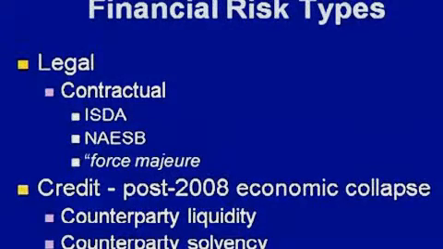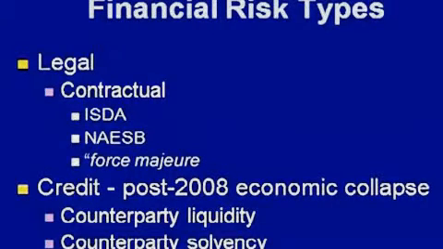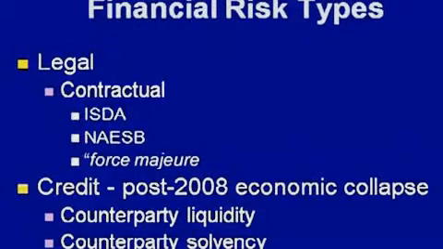Other risks that most companies face, legal risks. We have standardized contracts to hopefully mitigate that, the ISDA, the NASB, and of course force majeure clauses essentially list a host of reasons why one of the two counterparties to the contract may not be able to perform and can be excused. I mean, such things as acts of God and strikes and failure of equipment and so on.